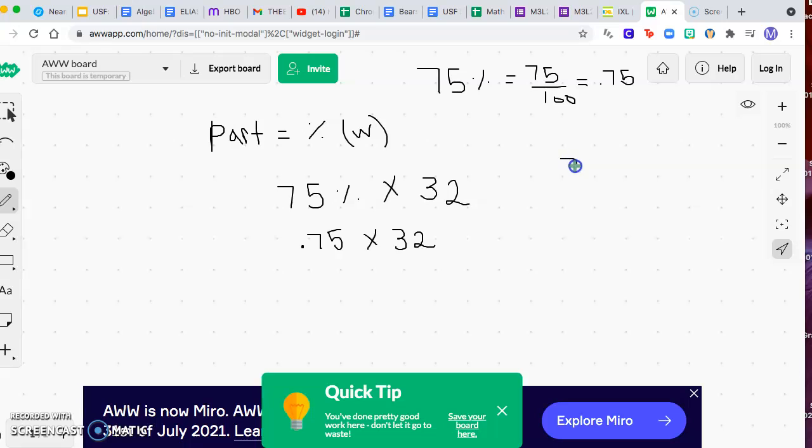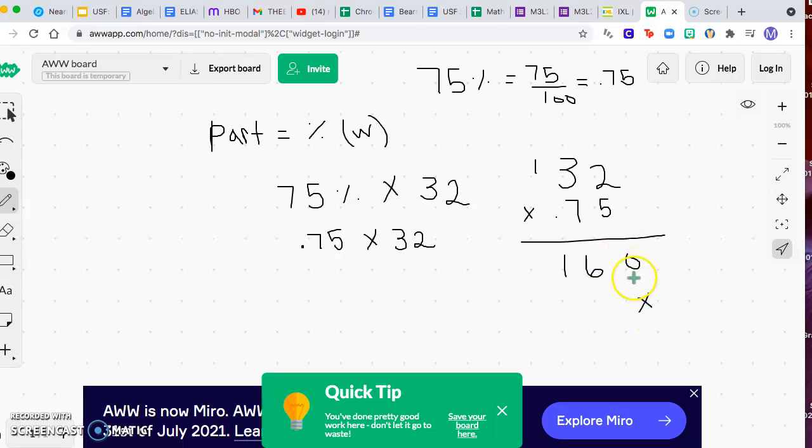So we just multiply. Now I'm going to remind you, how do we multiply with a decimal? So I'm going to multiply these. The first thing is I multiply the 32 with the 5. So I'm going to do 2 times 5, which is 10. Carry the 1. 3 times 5 is 15, plus 1 is 16. So we get 160.